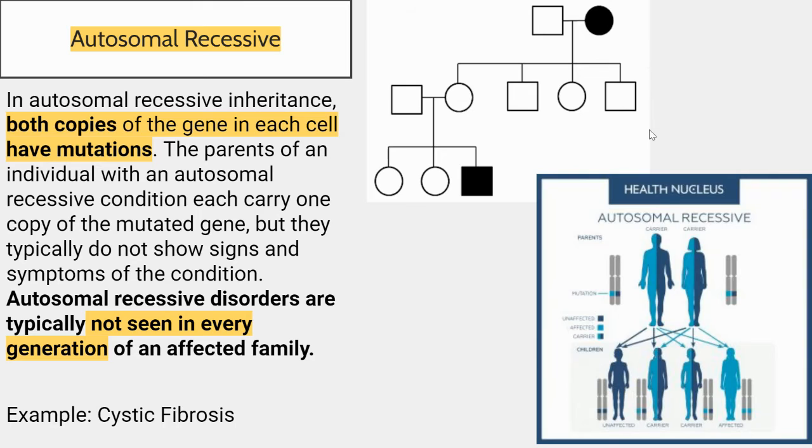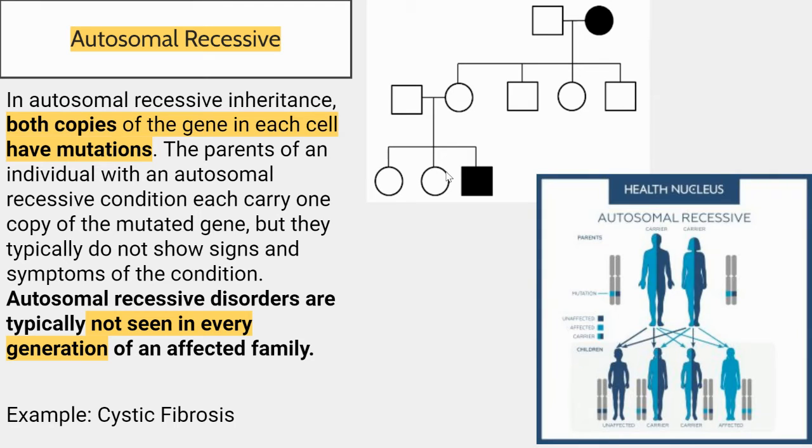Next up, I have autosomal recessive. So you would need both copies of a gene to have the mutation that would have an autosomal recessive pattern of inheritance. And these disorders are not seen every generation in a family. So it usually skips a generation, like a grandparent might have it and a grandchild might have it. And nobody in this generation had it because it skipped the generation.